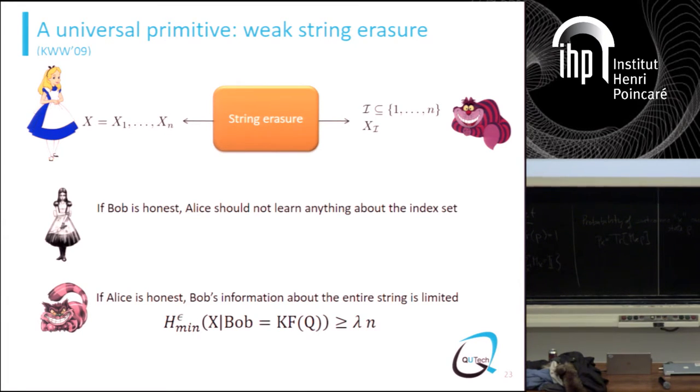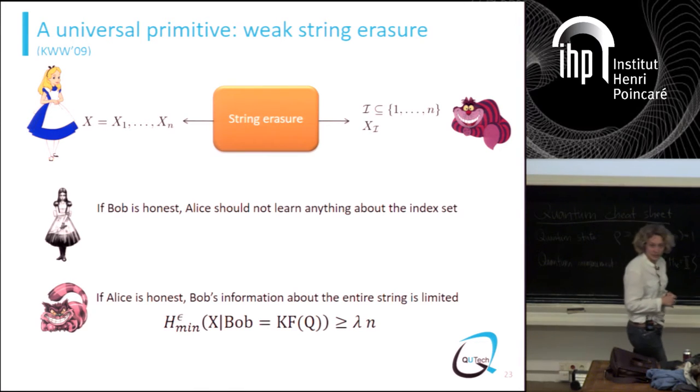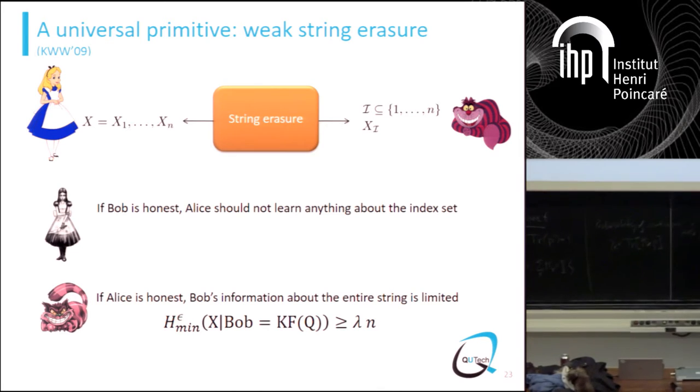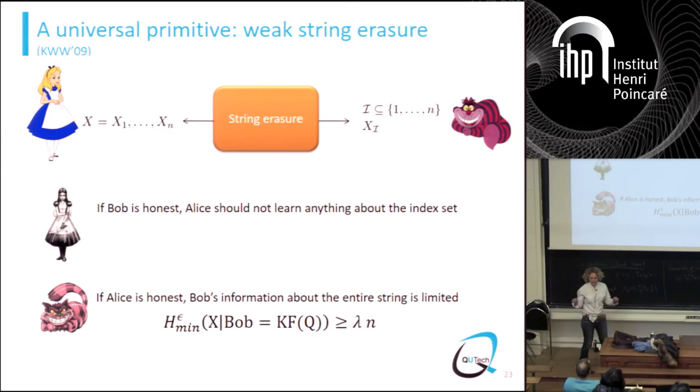We can think of the ideal behavior as a kind of orange box, which we'll call string erasure or weak string erasure. It provides Alice with a string, x1 up to xn. It provides Bob with a subset of the indices 1 up to n, and the elements of the string x corresponding to the elements in that subset. In fact, this subset, if they're honest, will be randomly chosen. It's a randomized version where Bob can learn a subset of the indices, but not all of them. It's a little bit different from private information retrieval in the sense that here I'm not going to allow Bob to decide which the subset is, so it's randomized in both directions.